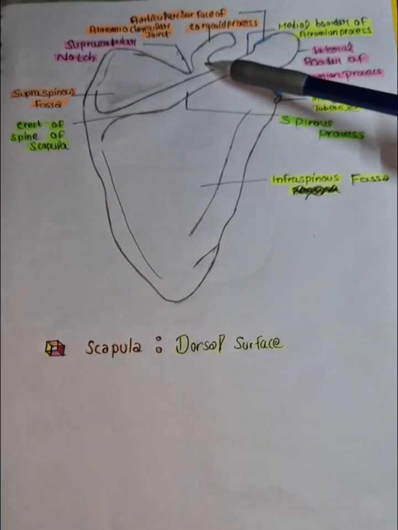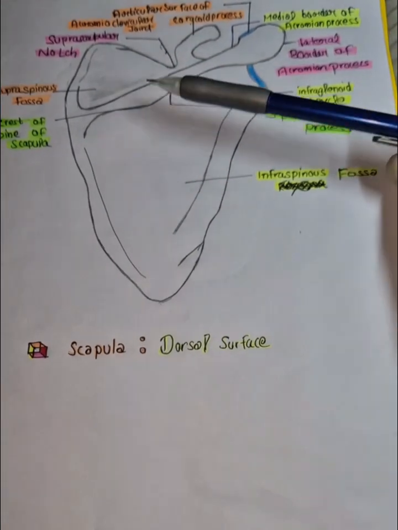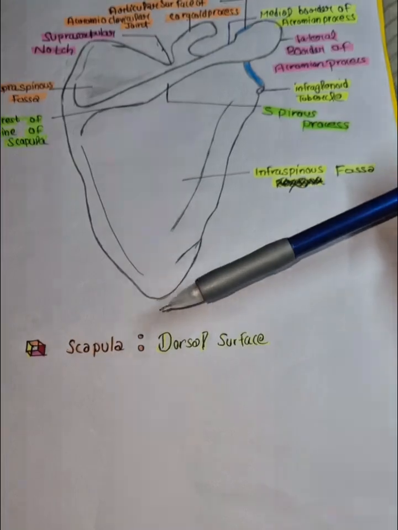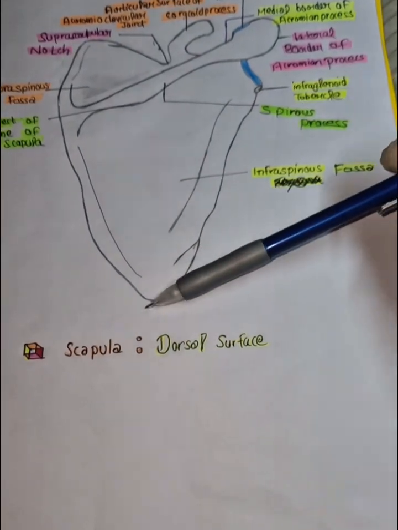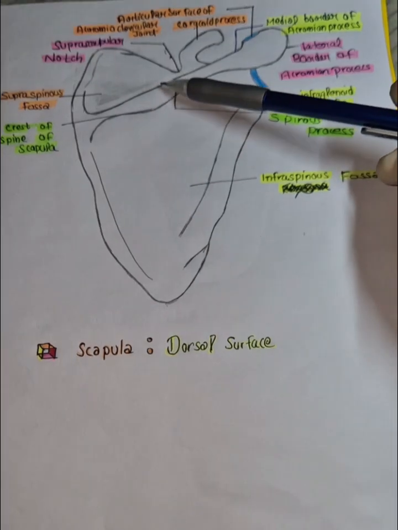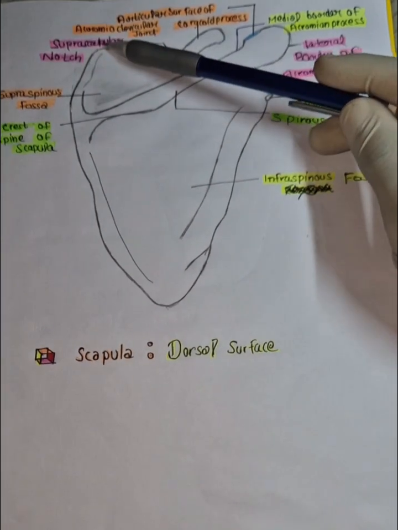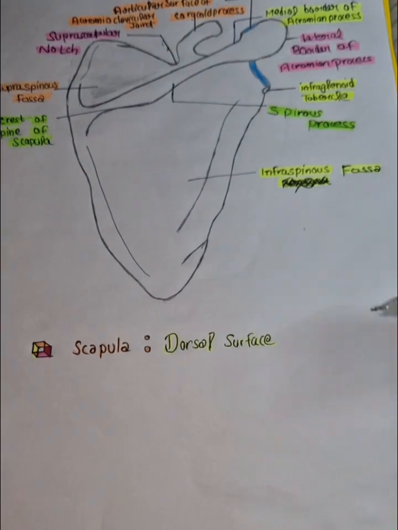Now the remaining points are that this scapula has three borders. So as we know, this is the lateral border, this is the medial border, and this is the superior border. The superior border has one notch known as the suprascapular notch.